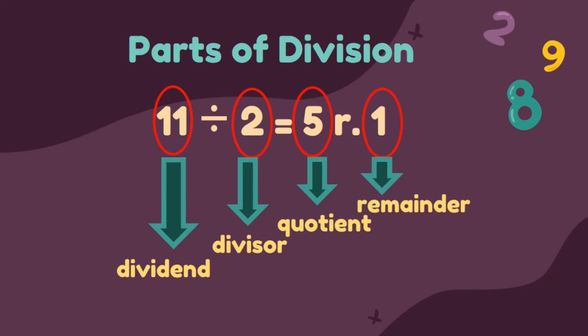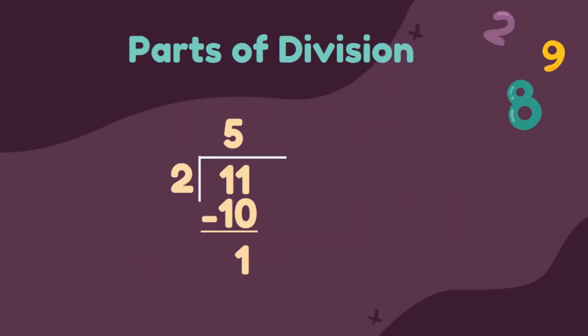And 1 is the remainder. Remainder is an amount left over after division. Same goes with this.